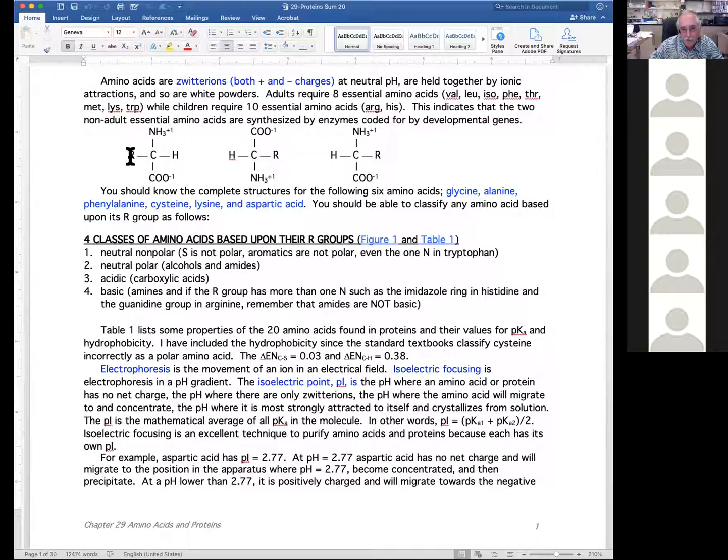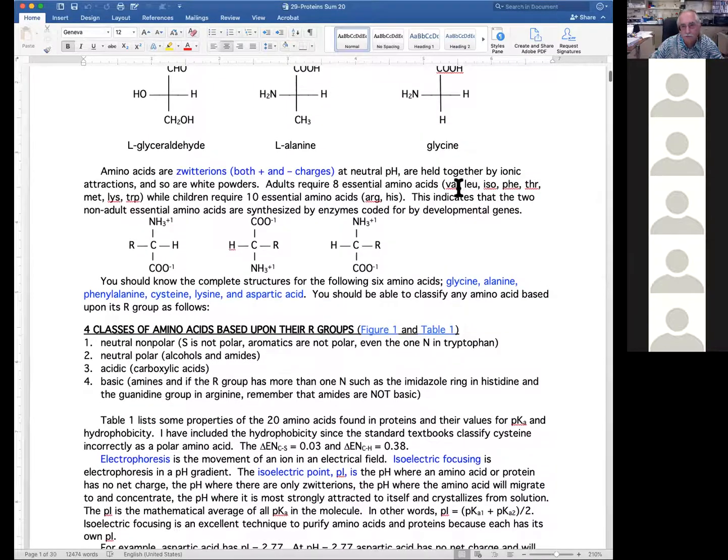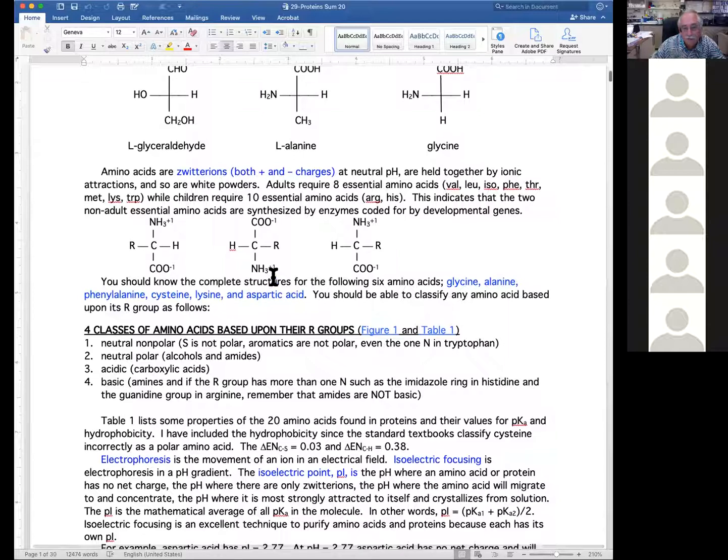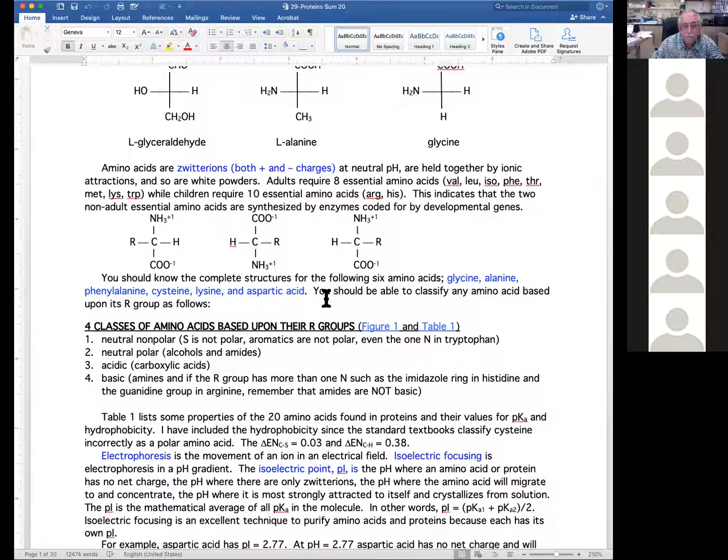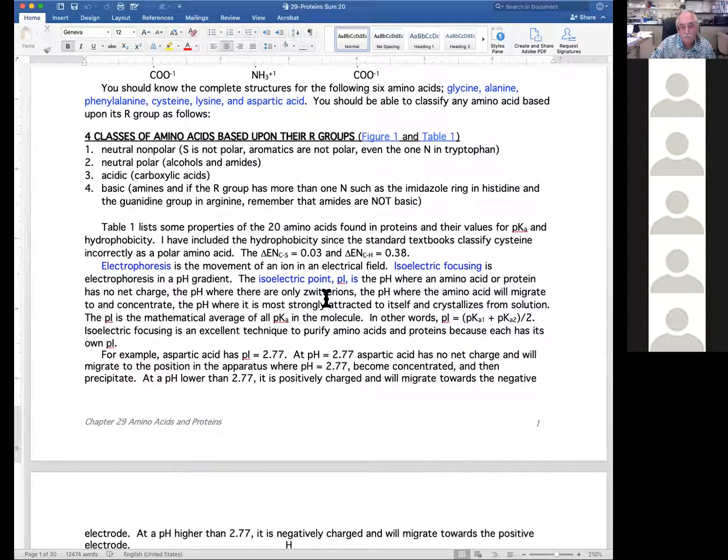And as far as R goes, you should know at least glycine, which is the simplest one, it's just a hydrogen. Alanine, which is the next simplest one, is a methyl group. Phenylalanine is simply a phenyl group on the methyl group. Cysteine is a thiol. Lysine is a primary amine, and aspartic acid is a carboxylic acid. And then you should be able to classify all of them, no matter what you're given, as either neutral nonpolar, neutral polar, acidic, or basic.